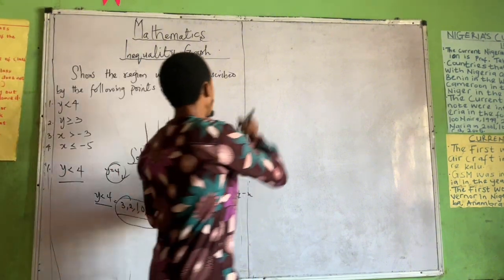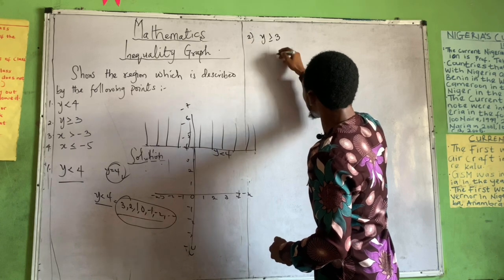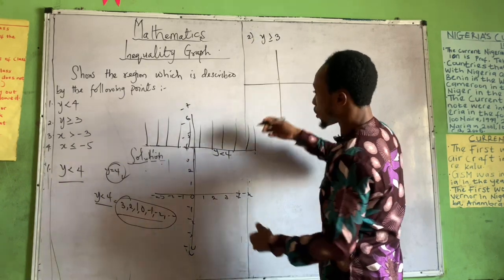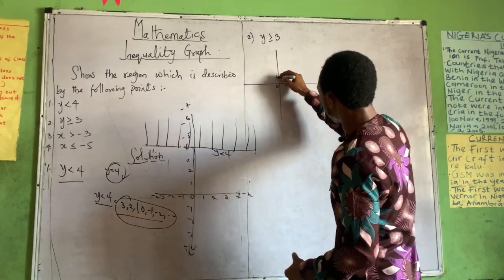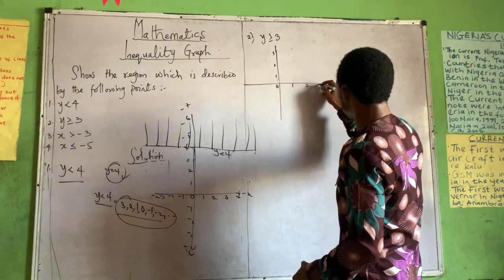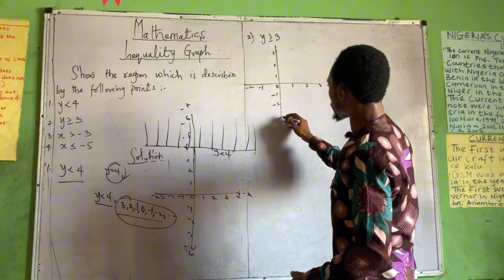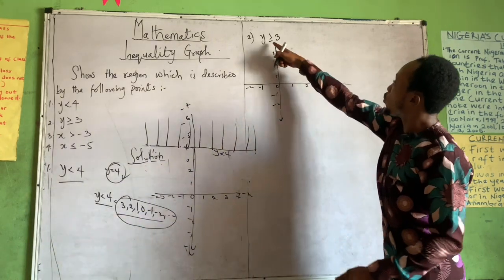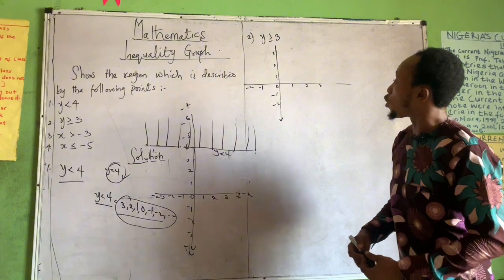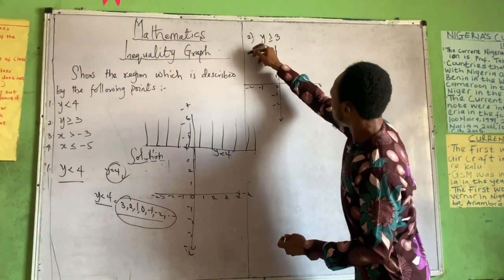Now the second one, we have y greater than or equal to 3. Likewise, we can just do our normal graph too. 0, 1, 2, 3. Let me just stop there. 1, 2, 3, -1, -2, and so on. So when you do y greater than or equal to 3, we are still on y. So y is this.